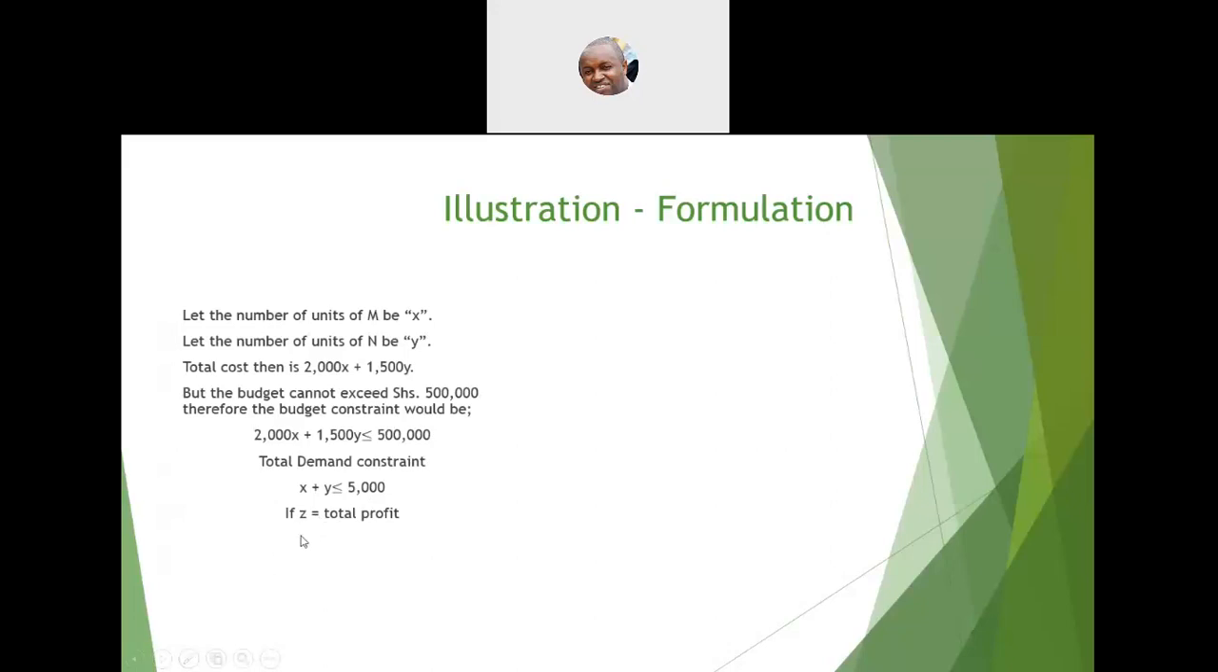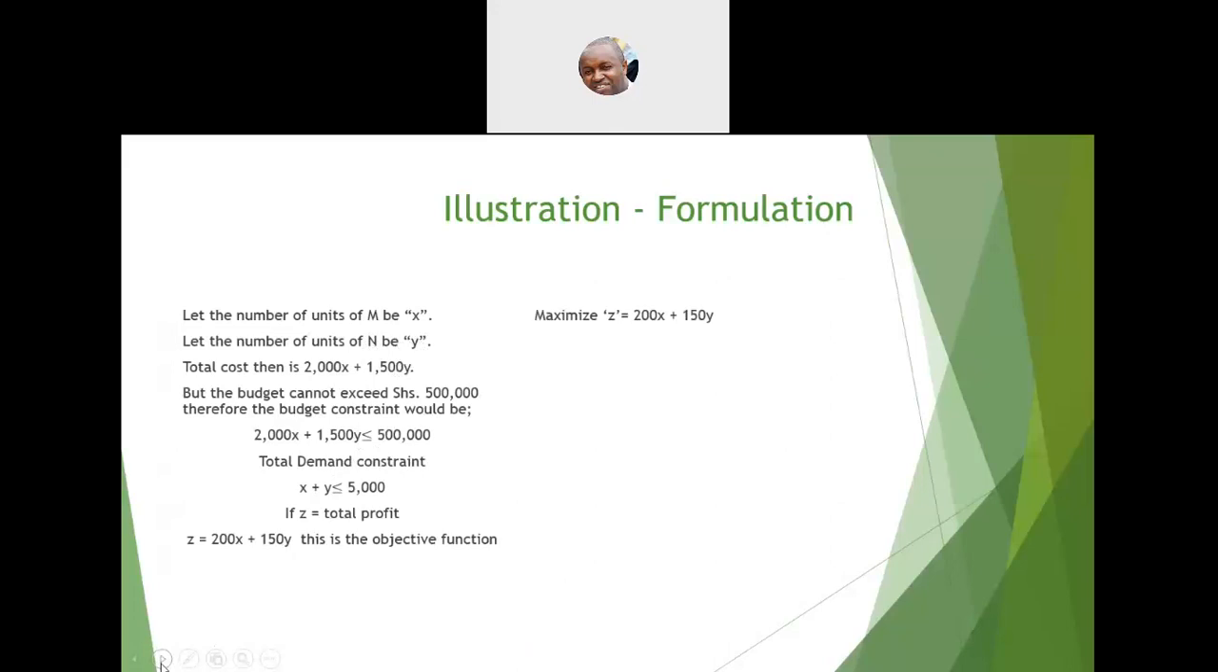Now, if we let our total profit be Z, then Z is equal to 200X plus 150Y, which is our objective function. Why 200X? 200 is the profit that we earn from selling a single unit of M, and the number of units of M to sell is X, whereas 150 is the profit that we would make by selling units of N, which we are referring to as Y.